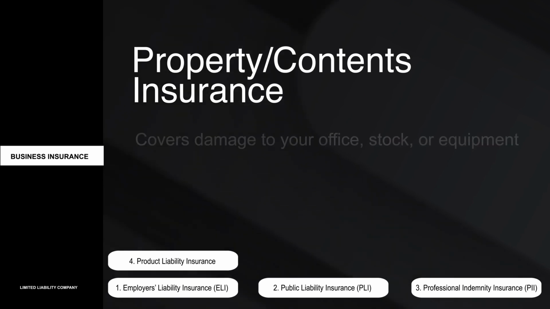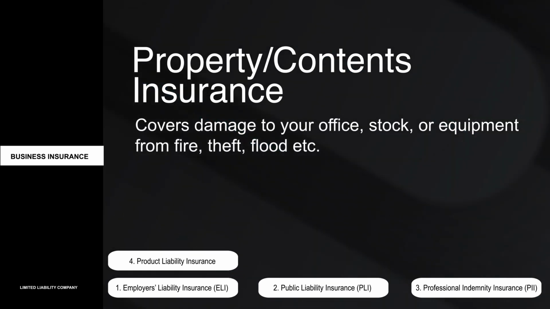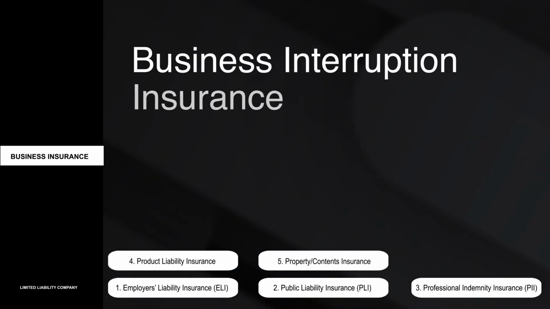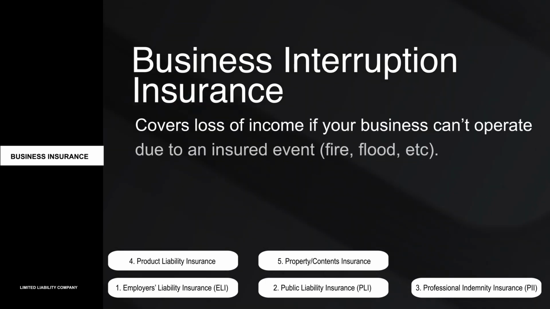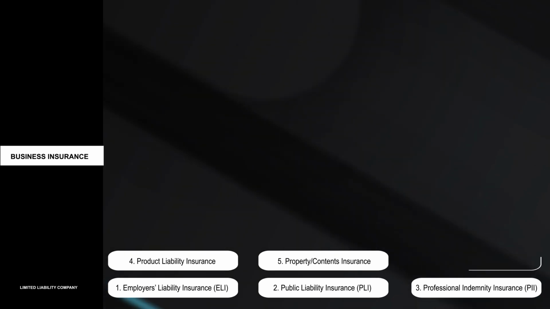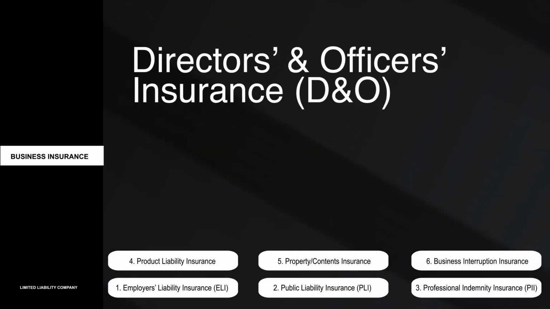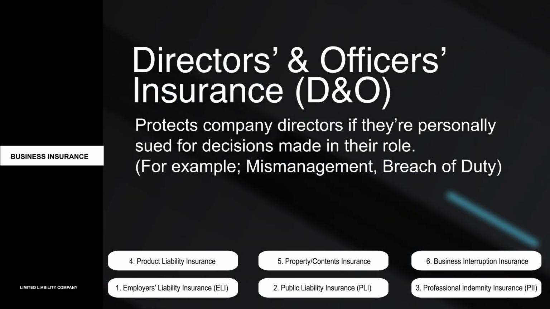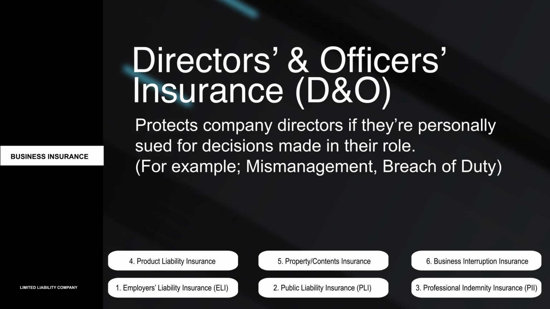The next one is property or contents insurance. This usually comes with landlords. This covers damage to your office, stock, or equipment from fire, theft, and flood. And if you work from home, check your home insurance to make sure that it allows for business activities as well. There's another one called business interruption insurance. This covers loss of income if your business can't operate due to an insured event. And there's another one called directors and officers insurance. This protects company directors if they are personally sued for decisions made in their role, for example, mismanagement or breach of duty. Some of these insurances could run between £60 all the way to £1,000 a year.